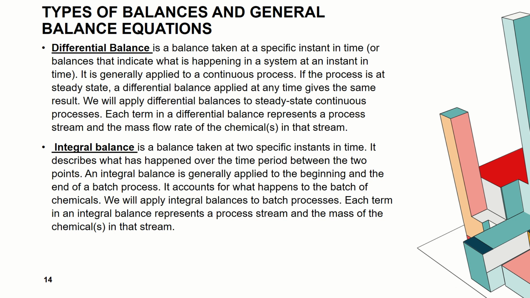So let's move on to the next one, that is the integral balance. This is the balance taken at two specific instants in time. So it means that you have an initial time and a final time. It describes what has happened over the time period between the two points. An integral balance is generally applied to the beginning and the end of a batch process. It accounts for what happens to the batch of chemicals. We will apply integral balances to batch processes. Each term in an integral balance represents a process stream and the mass of the chemicals in that stream.